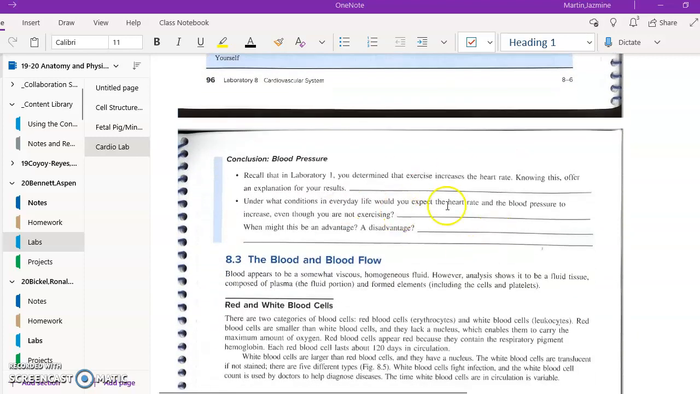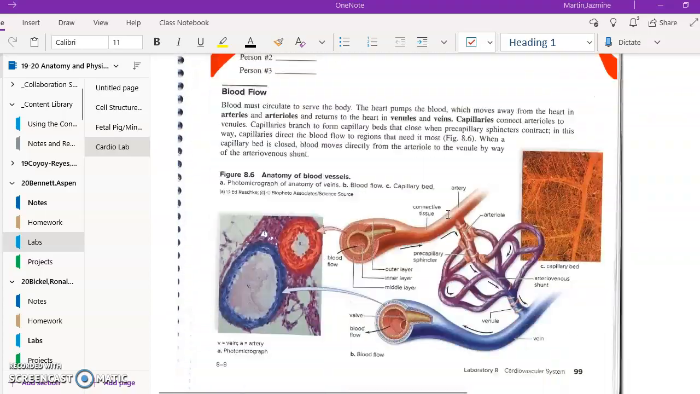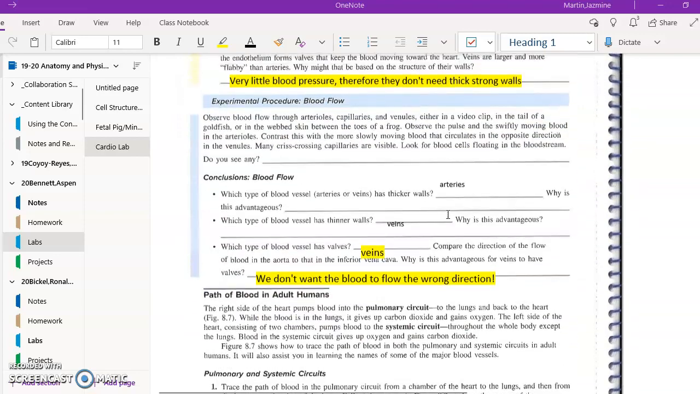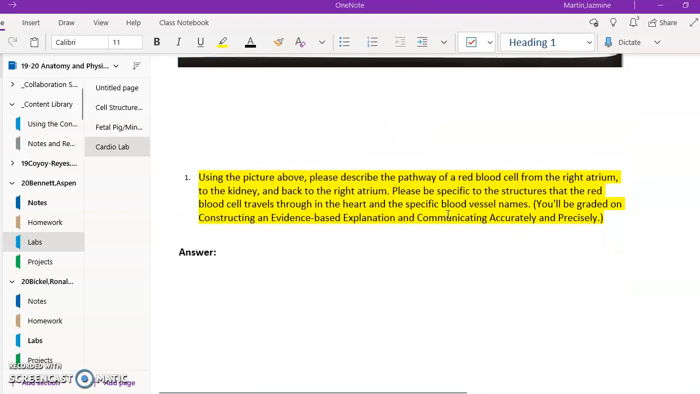So then you're going to fill out this conclusion here. And then you're pretty much done with the lab. And the only thing that you need to make sure you're doing is filling in each of the questions all the way down to this very last paragraph question.